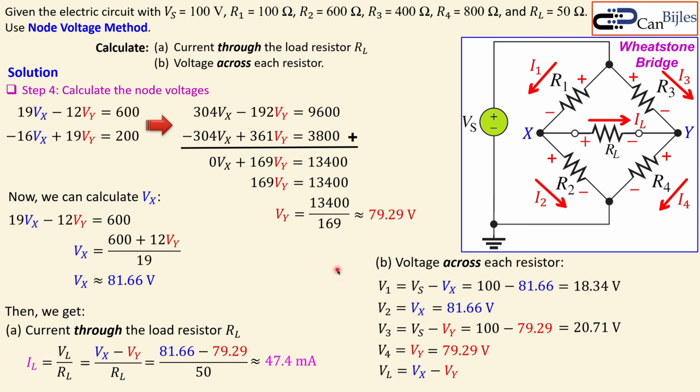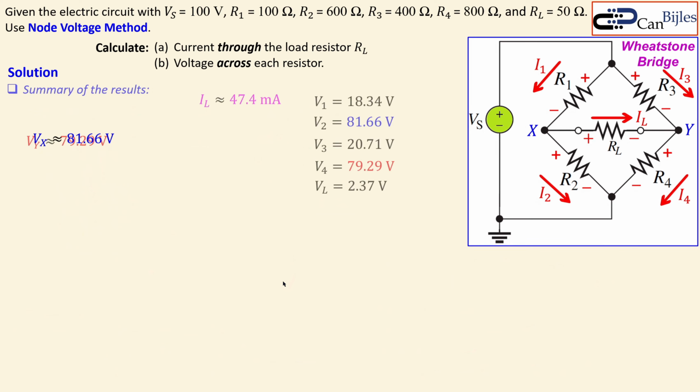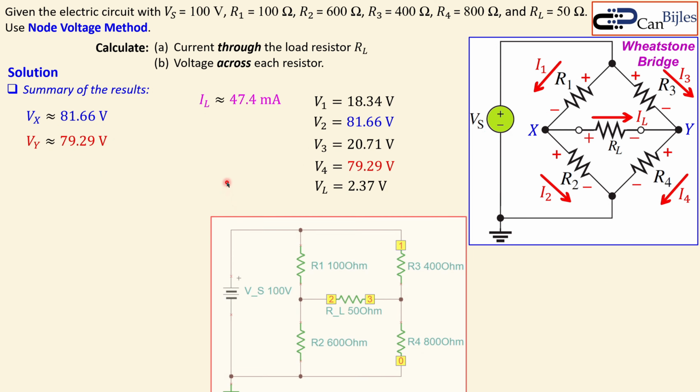The load voltage, again, that's already said, but let's also write it down. That is, in this case, 2.37 volts. So we have now all of the voltages for these 5 resistors, and also the current through the load resistor specifically. Okay, let's bring them together again and then look at the simulation.